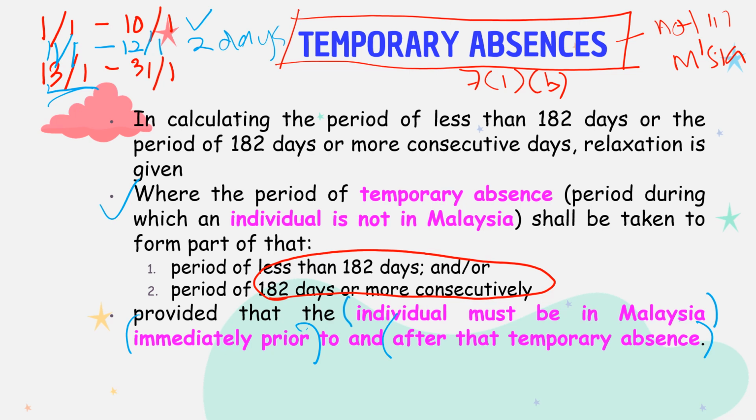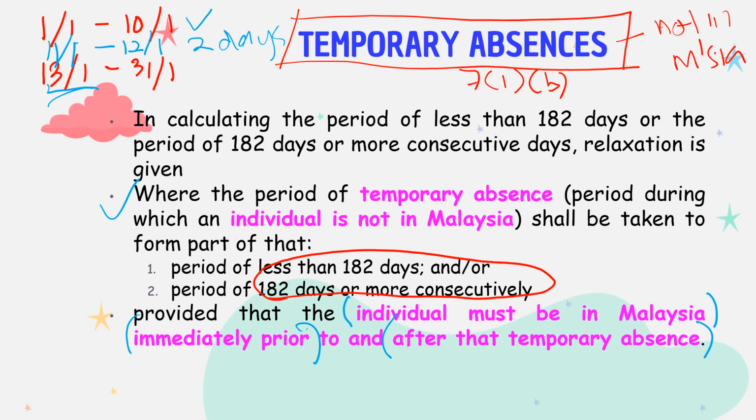Okay, let me try to re-explain again. Now, the concept of temporary absent is, number 1, we only apply TA for section 7, subsection 1B. Why do we need TA under B? Because under B, the condition is you must get 182 days consecutively. So the period must be continuous, cannot be putus-putus here and there. So to ensure that the period is consecutive, we can use the concept of temporary absent.